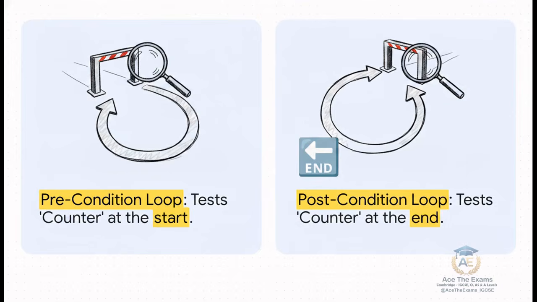And that brings us to a really critical difference in iterative logic. You have to choose the right loop depending on when the condition actually needs to be tested. A precondition loop, like while do, tests your counter at the very start of the loop, meaning if the condition isn't met right away, the loop might not run at all. On the flip side, a post-condition loop, like repeat until, tests the counter at the end. That guarantees the loop is going to run at least once. It is a subtle structural difference for sure, but it completely dictates the flow of your pseudocode.